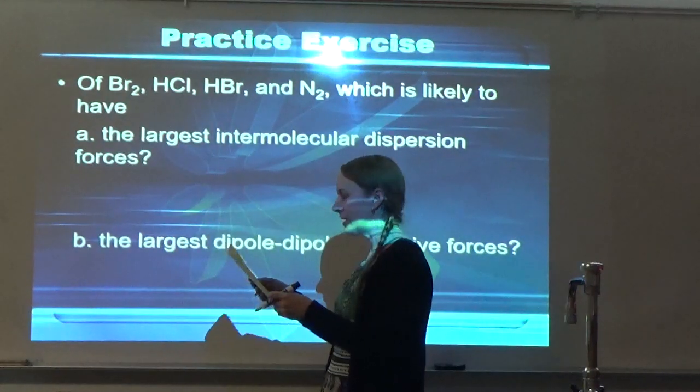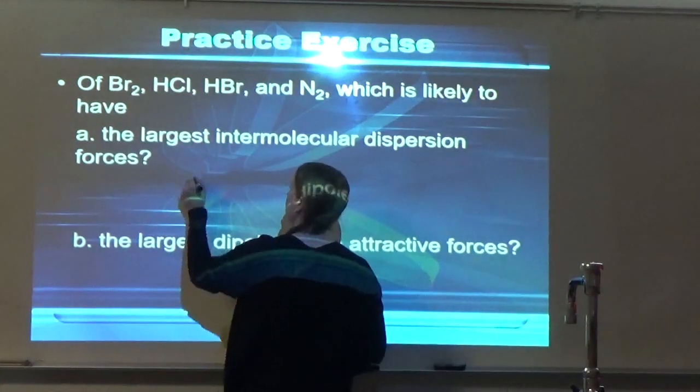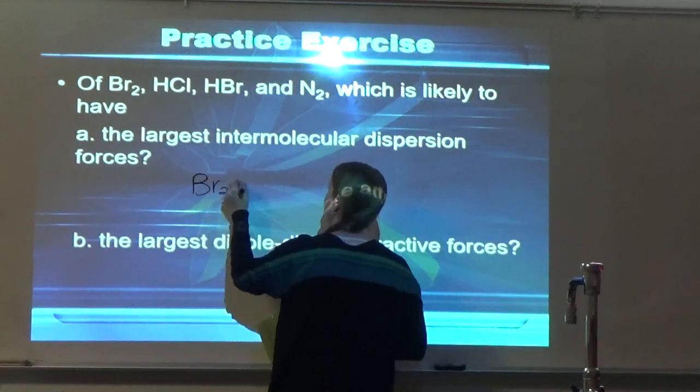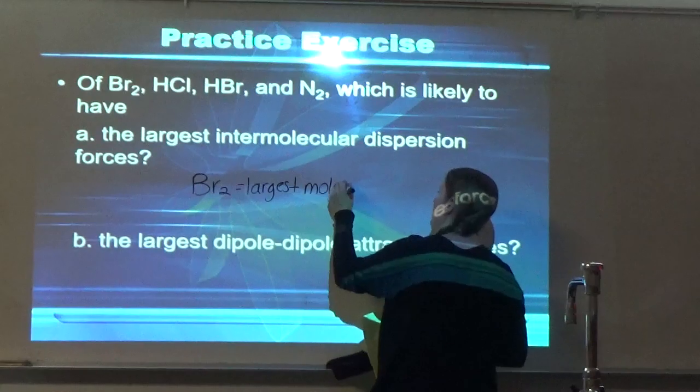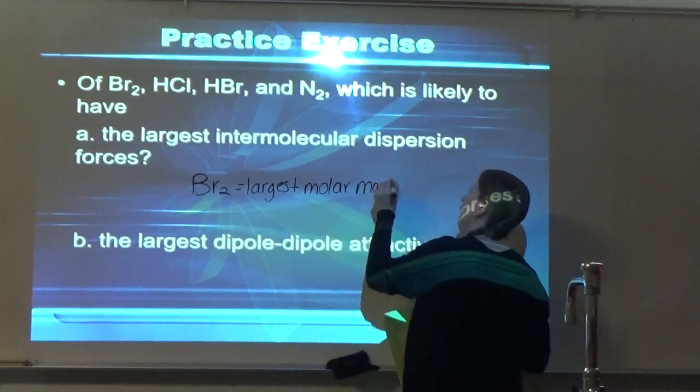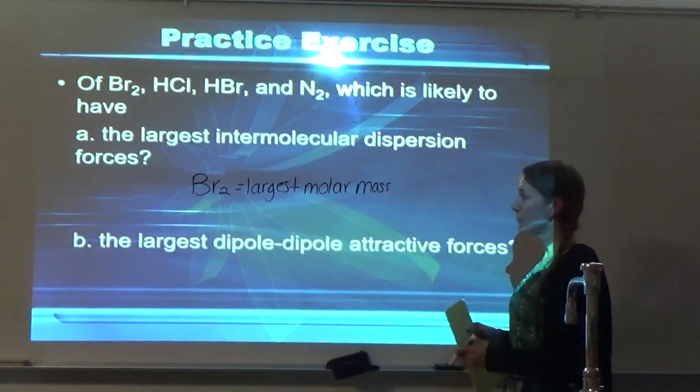So we have Br2, HCl, HBr, and N2. I didn't write the amounts down. But Br2 has the largest molar mass. So that's going to have our largest amount of London dispersion forces.